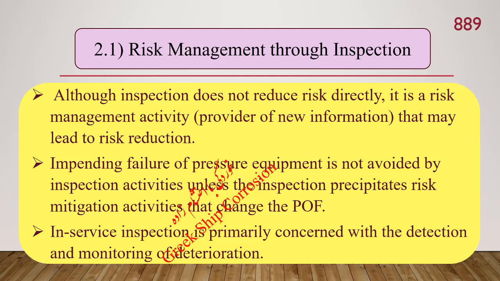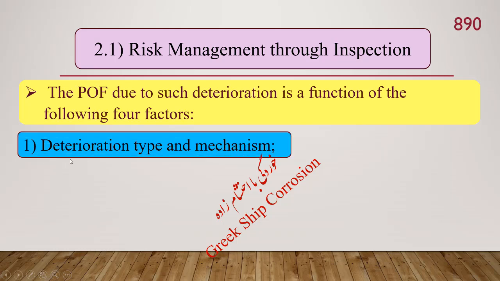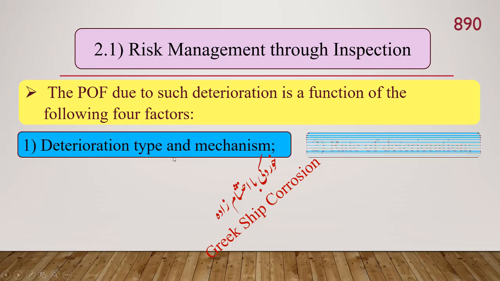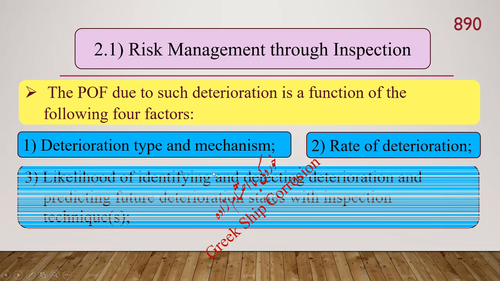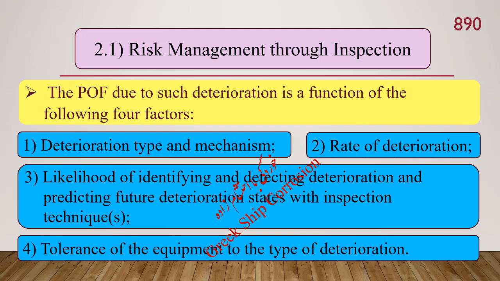In-service inspection is primarily concerned with the detection and monitoring of deterioration. The probability of failure due to such deterioration is a function of the following four factors. 1. Deterioration type and mechanism. 2. Rate of deterioration. 3. Likelihood of identifying and detecting deterioration and predicting future deterioration states with inspection techniques. 4. Tolerance of the equipment to the type of deterioration.